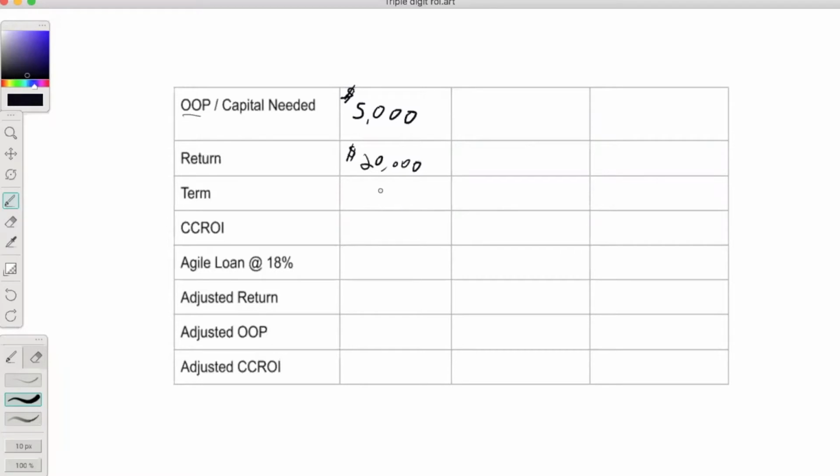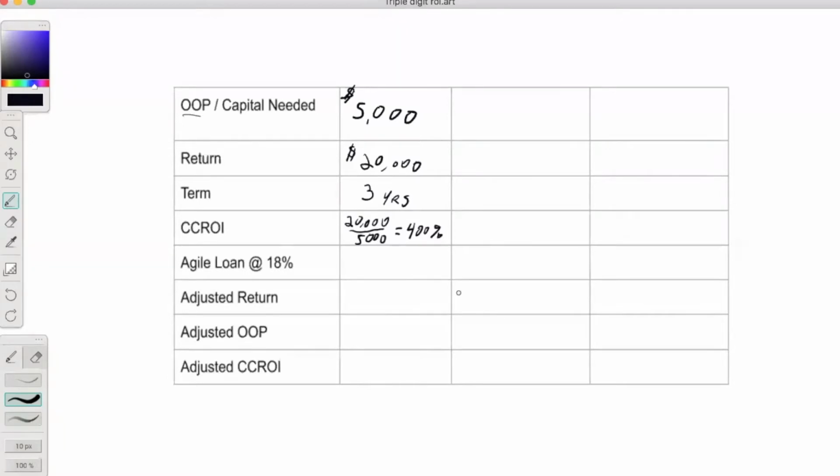Now, typically, you're going to generate this return of $20,000 over, say, 3 years. That's a pretty good average to use. Sometimes you could do it in 1 year, 18 months, 2 years, but let's just use 3 years and be a little bit conservative in this example. Now, your cash-on-cash ROI in this example, we are getting a return of $20,000 off of our $5,000 investment. This equals a 400% cash-on-cash ROI, return on investment.